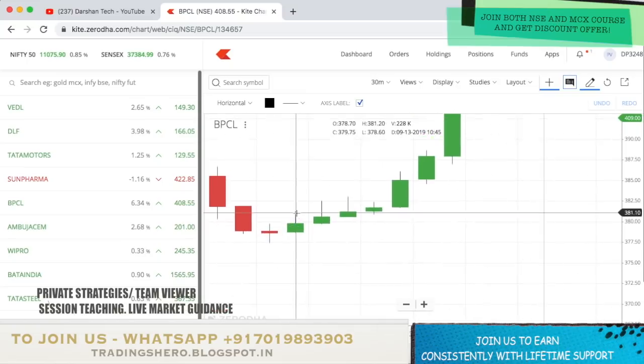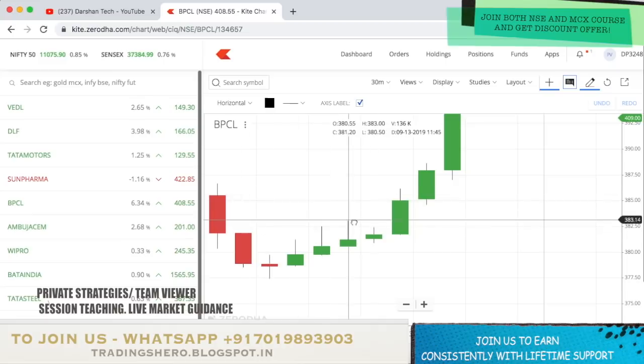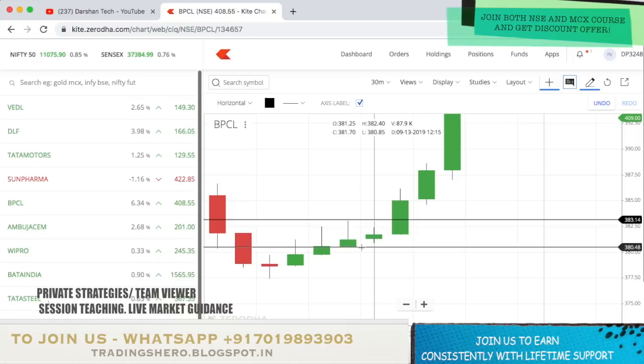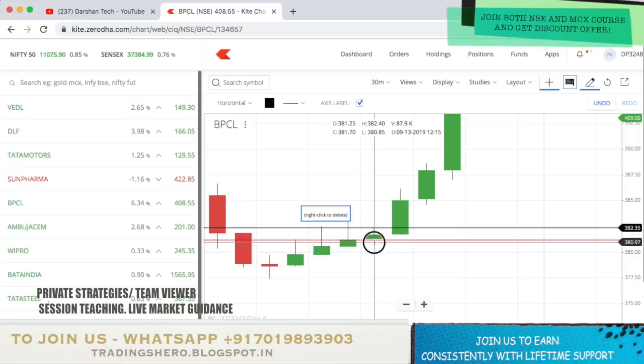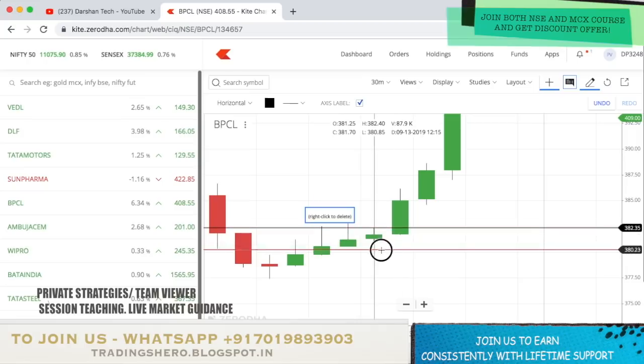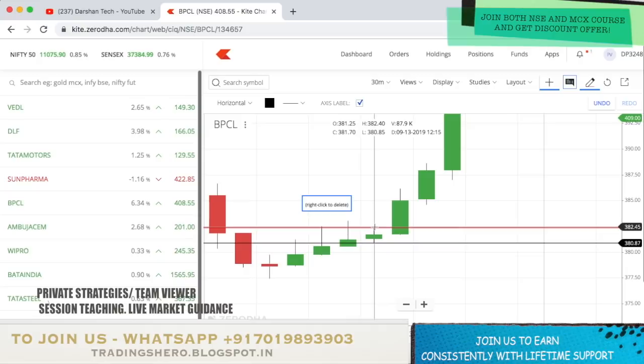So this is a high and this is a low. Here it is not formed, this is a high, it is not formed. So here it has formed. So this is a high of the candle and this is a low of this candle, and inside this high and low one candle is formed here. As you can see the small candle, now mark the high of that small candle and the low of that small candle. Now if the high is 382.40 and the low is 380.85, so if the high breaks you will buy and if the low breaks you will sell.